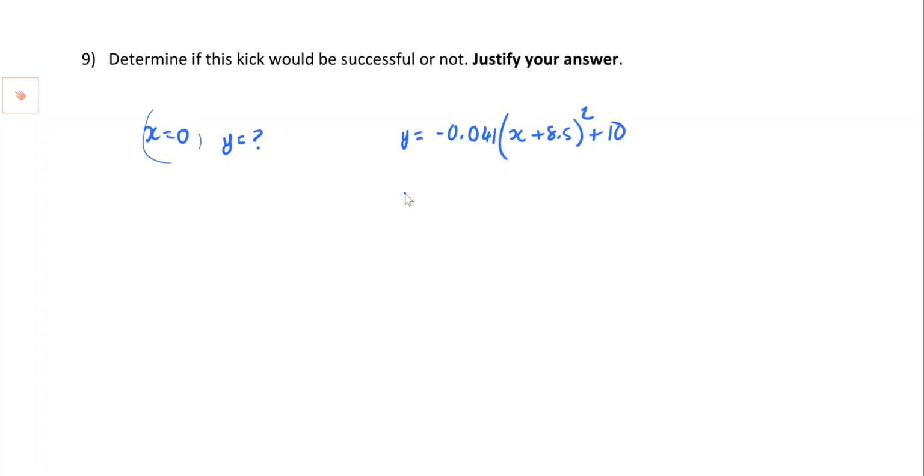Or negative 0.041 times x plus 24 times x minus 7. Put 0 into that and work it out. You should get the same answer. All right. If you don't get the same answer, something's gone wrong. Or maybe I will have done it wrong, because I gave you the equation, maybe not the vertex. Anyway, it makes sense without having to work it out. So what's your answer to that? Successful or not?